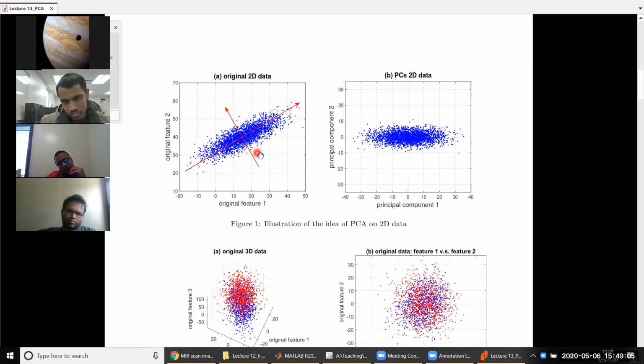I rotate it and then move it, such that I expand it in the principal components coordinate system. This is PC1, this is PC2. And clearly the data is more different. They expand the most towards this direction. Maybe still not that clear.